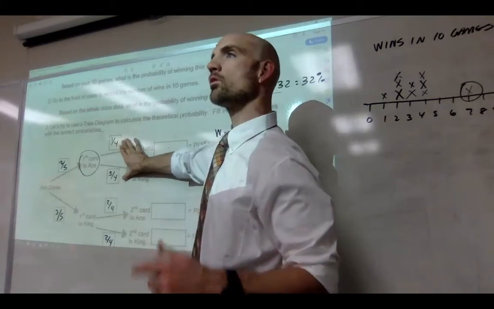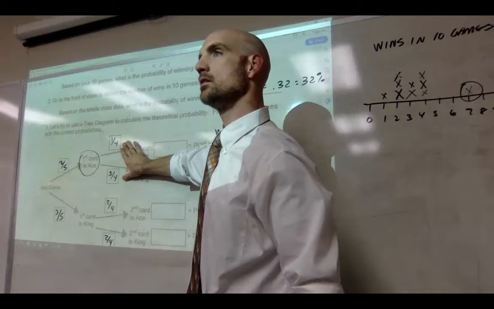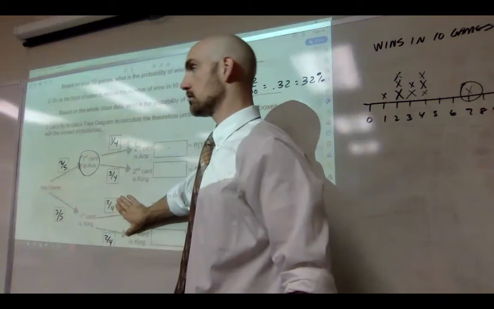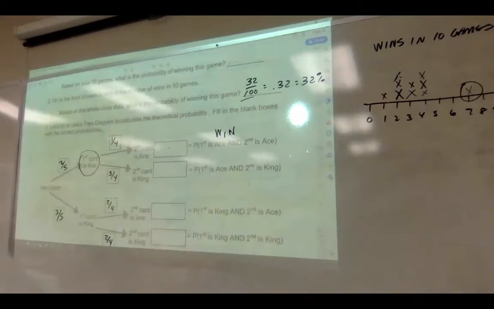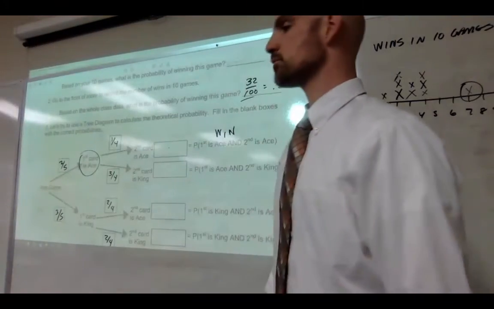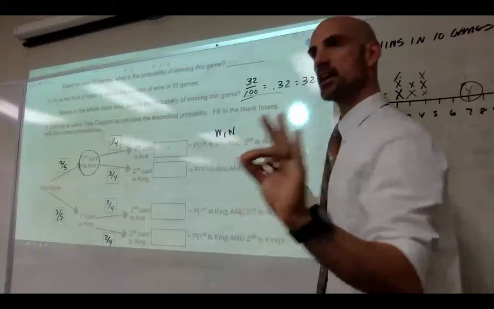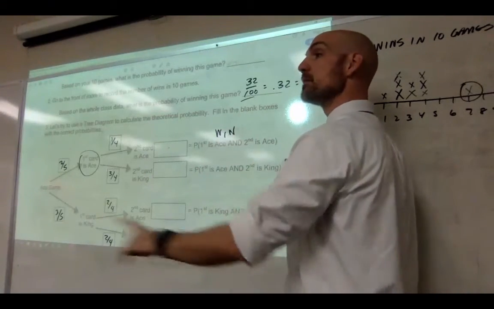Look here again. What do our probabilities add up to? 1/4 plus 3/4. 4/4 is 1. What about here? 4/4 is 1. So our probability in our tree always needs to add up to 1. So then when we go here, so this is a win. So we're really asking, what's the probability that the first card is an ace and the second card is an ace?